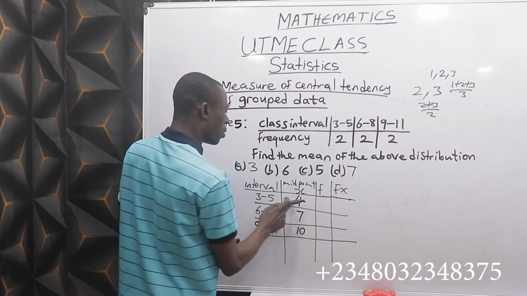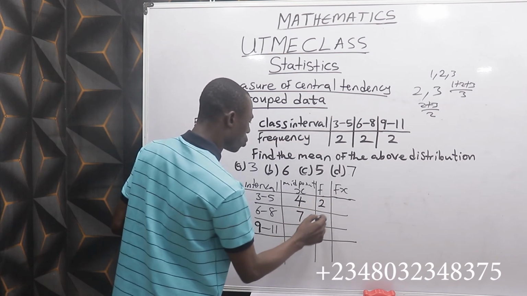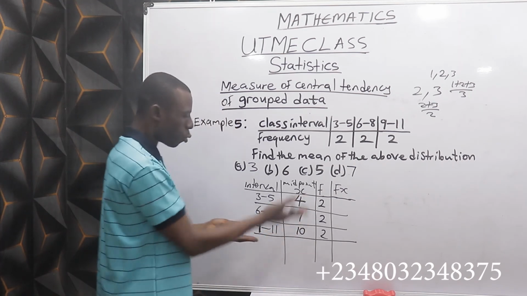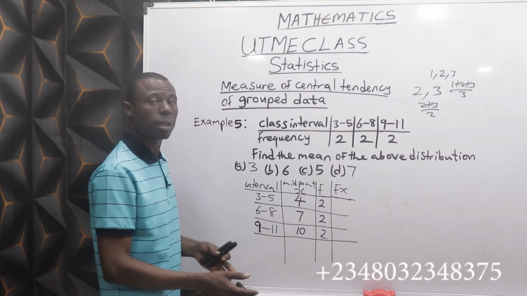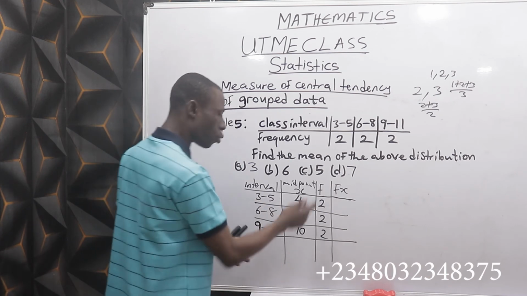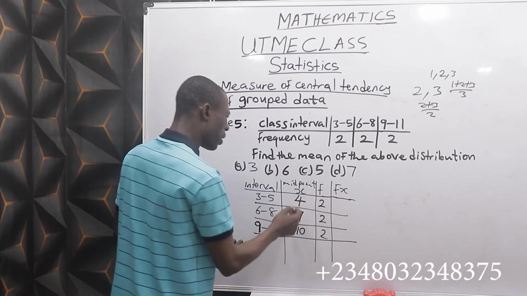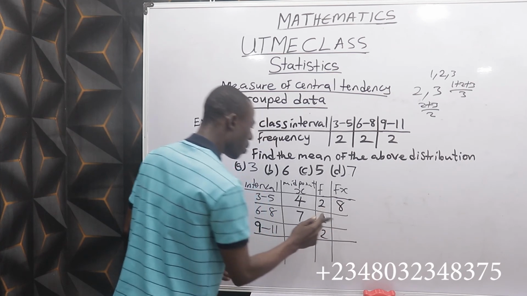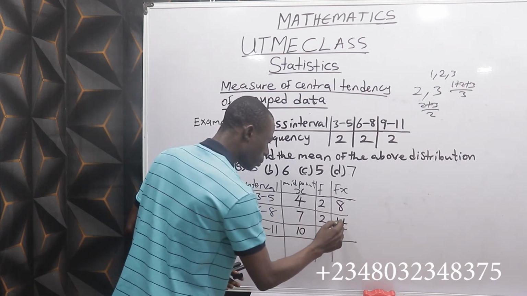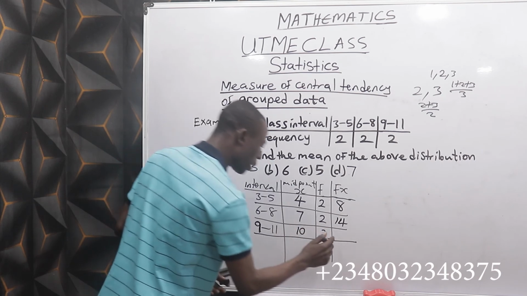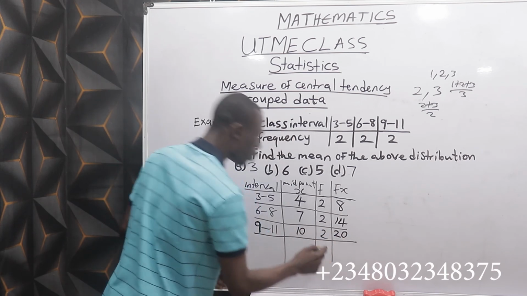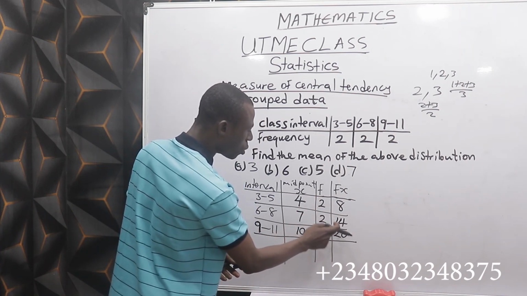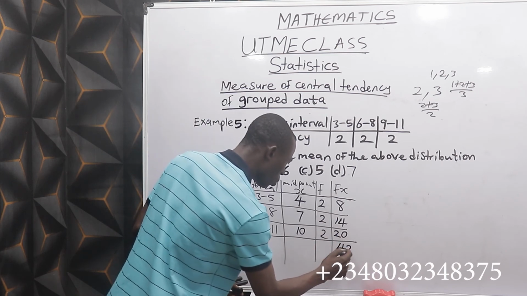So now that you have X value, and our frequency is already given, 2, 2, 2. Don't mind them. Deliberately put it to be the same figure, but that doesn't mean it will continue to be like that. It could be any value. Now, what is Fx? Fx is frequency times X. 2 times 4, that is 8. 2 times 7, that is 14. 2 times 10, that's 20. So adding these together, 8 plus 14, that's 22. 22 plus 20, that is 42.